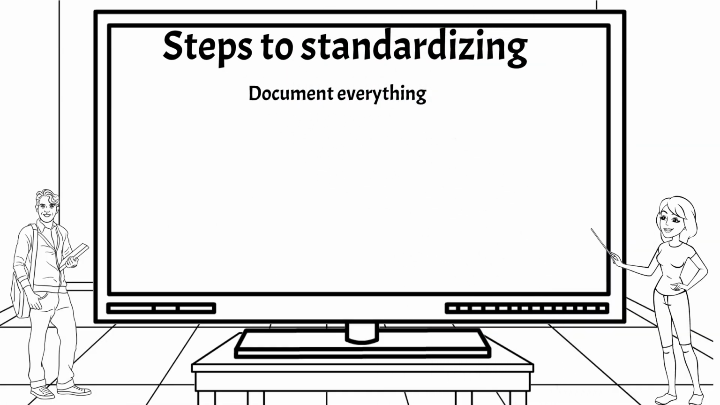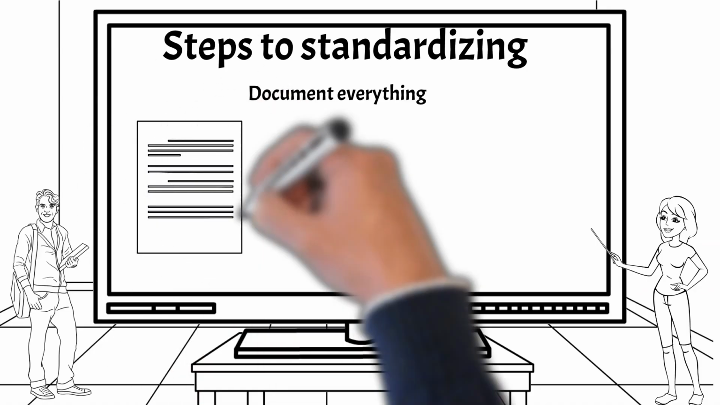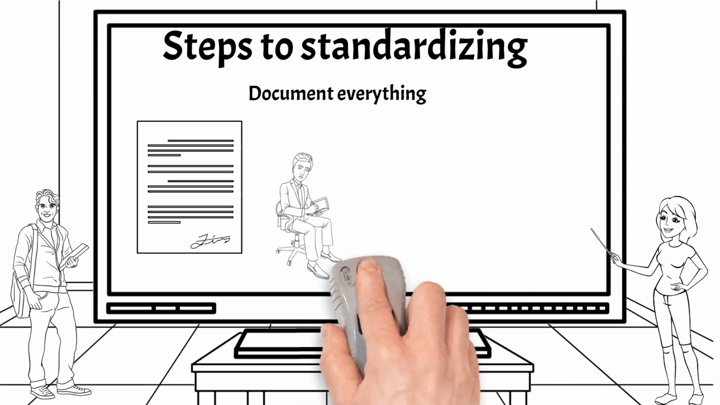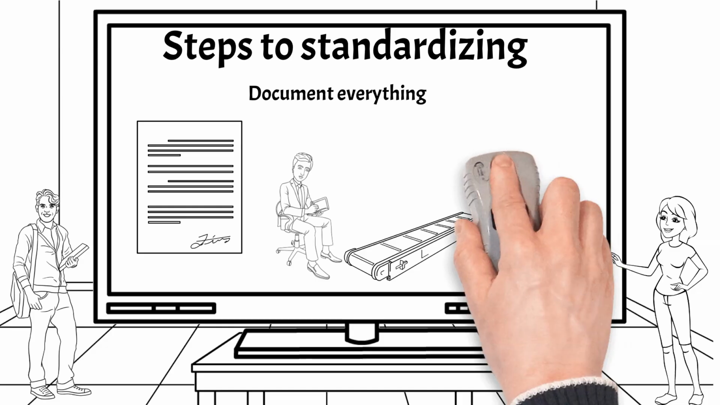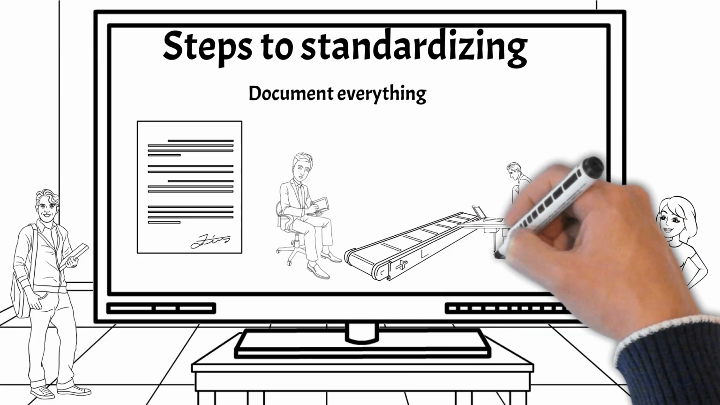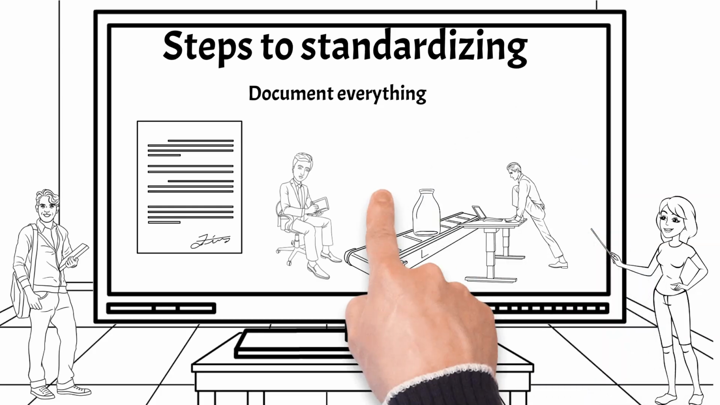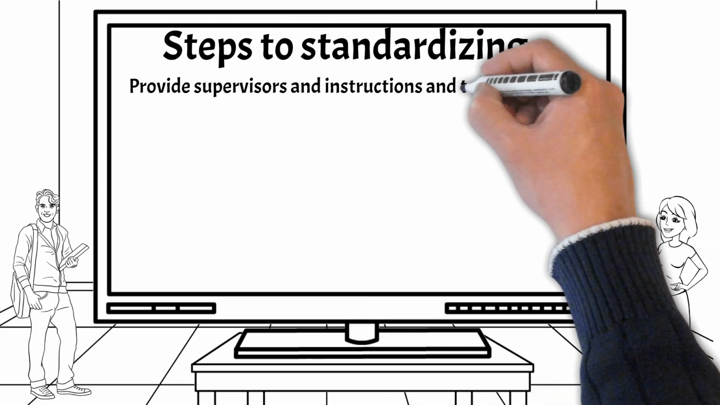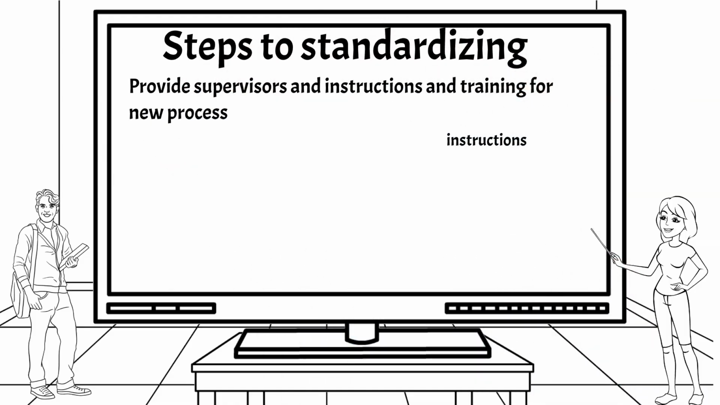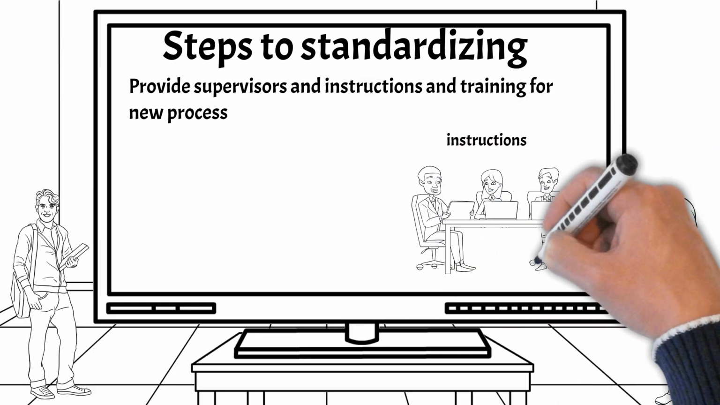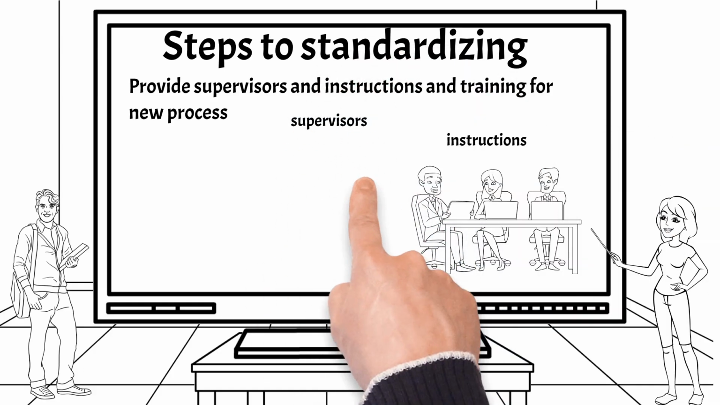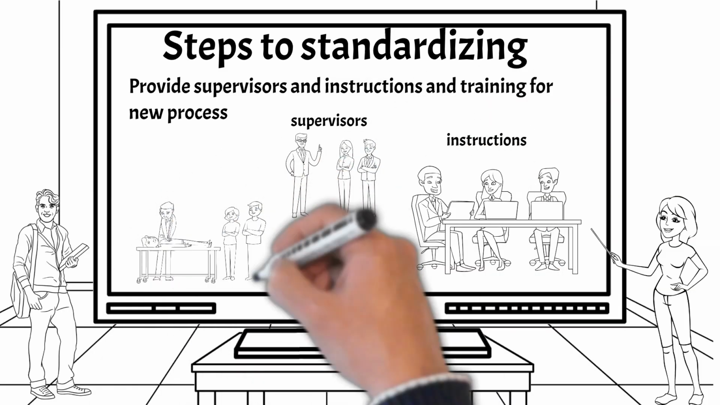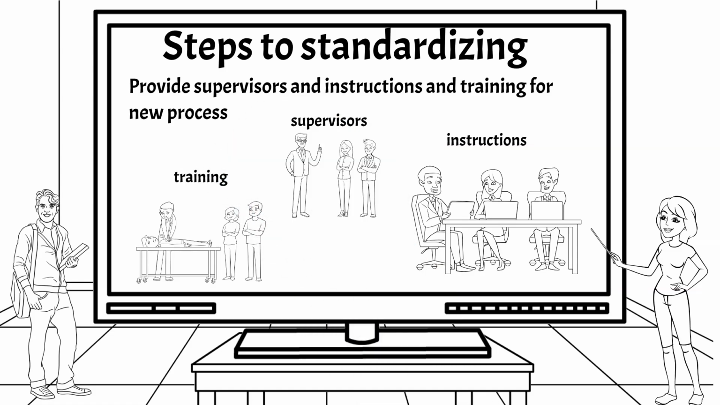Fourth, document everything. There are many ways to go about doing this. You can create work instructions, maps, or automate step-by-step applications. Also, digital work instructions ensure the operators follow each and every step properly, according to the current best practices outlined by your standardized work. Fifth, provide supervision, instructions, and training for the new process. It is important that employees understand the new standard procedures and adhere to them. Furthermore, you may want to create training programs for employees and base the programs on your standardized work.